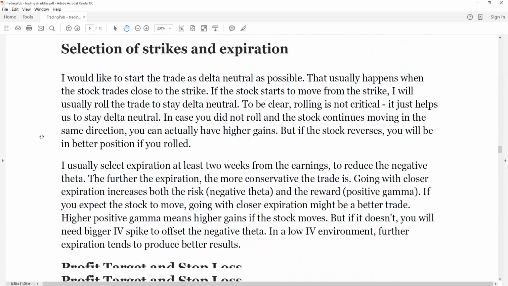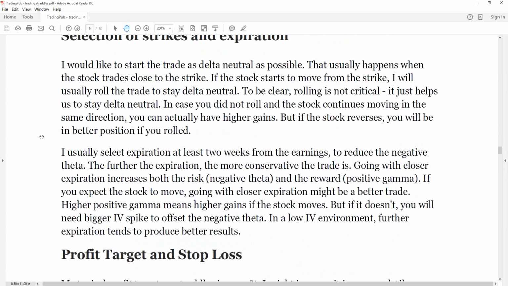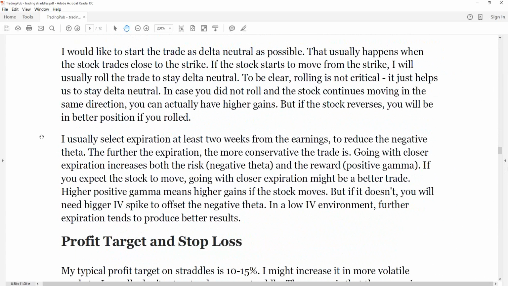So selection of strikes and expiration. I would like to start the trade as delta neutral as possible. That means usually going with a strike which is the closest to the stock price. So usually if we have strikes, let's say, in $5 increments, like 100, 105, 110, and the stock trades at 104, for example, I would prefer to start the trade when the stock goes as close to the strike as possible.